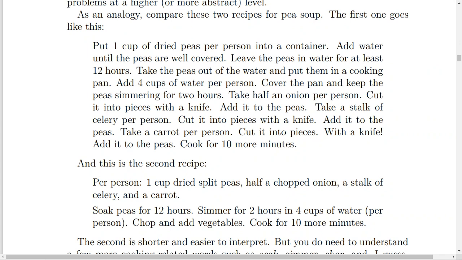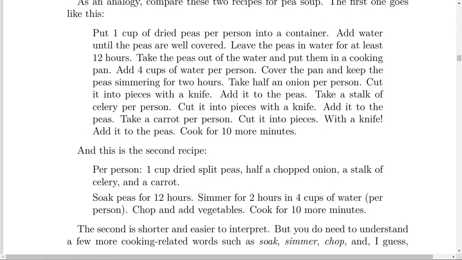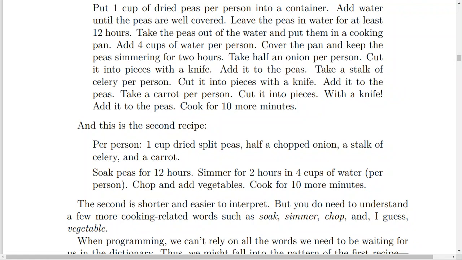The second recipe: per person, 1 cup dried split peas and half a chopped onion and a stalk of celery and a carrot. Soak the peas for 12 hours and simmer for 2 hours in 4 cups of water, and chop and add the vegetables and cook for 10 more minutes.